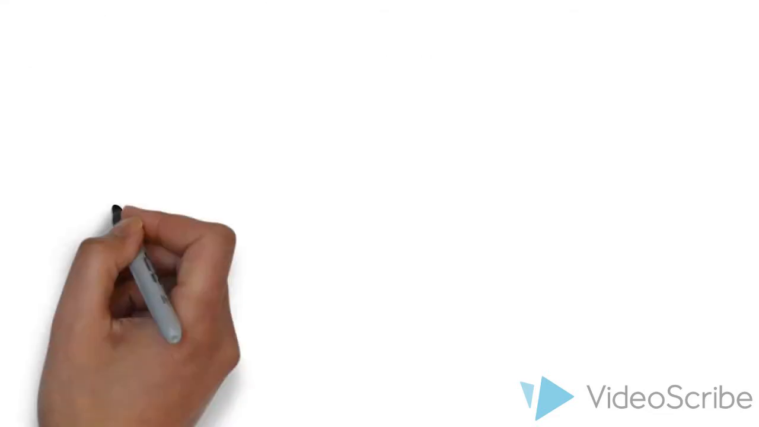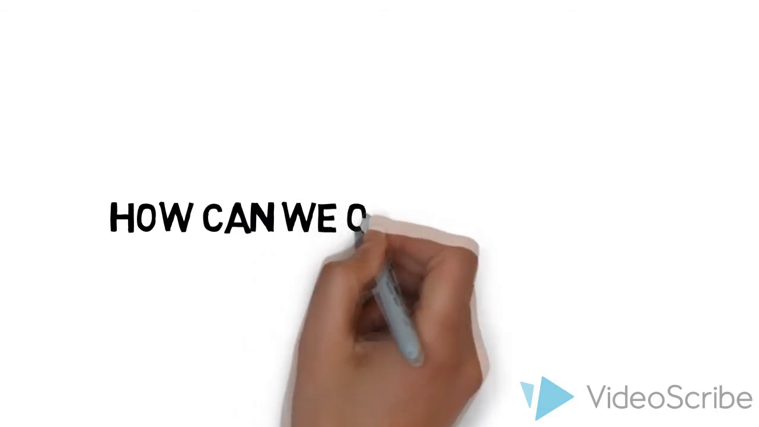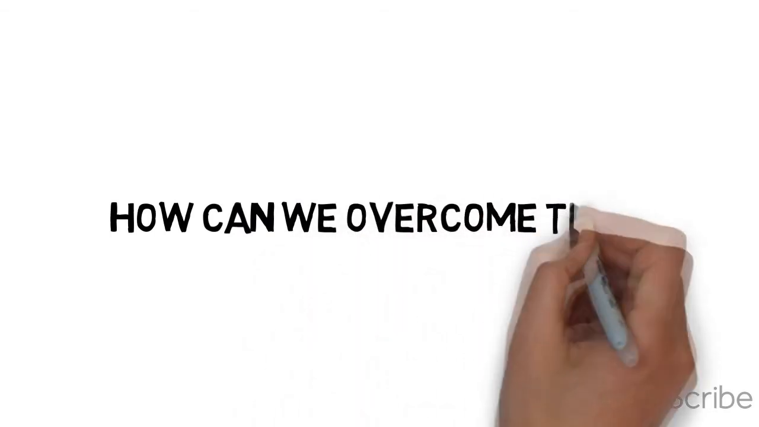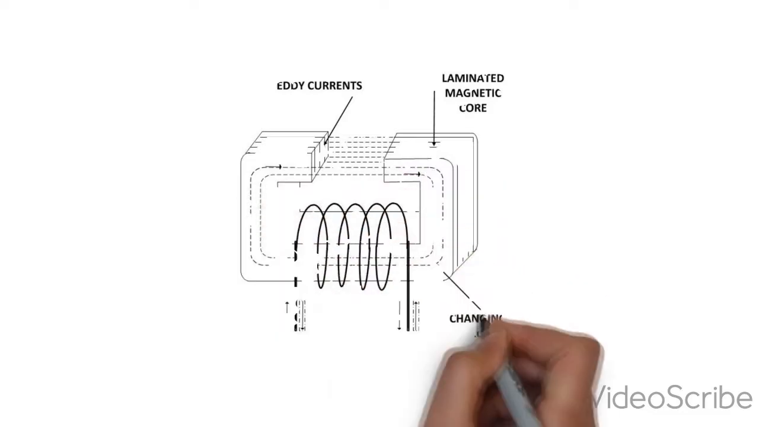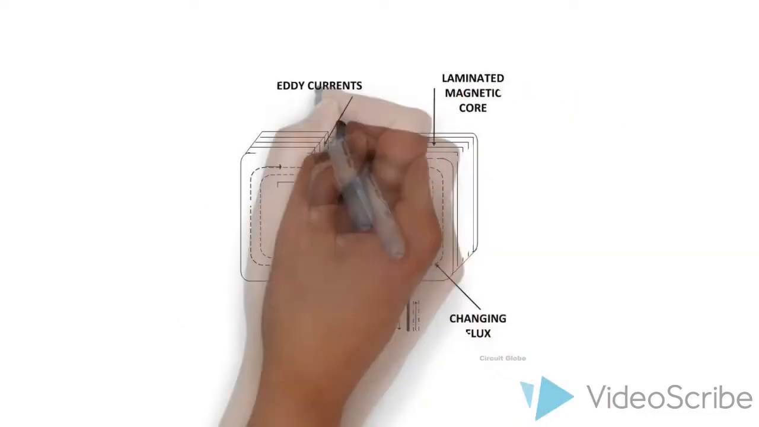How do we overcome this? We can split the solid core of the transformer into thin sheets called laminations. This reduces the area through which current is being passed, thus the eddy current loss is reduced.